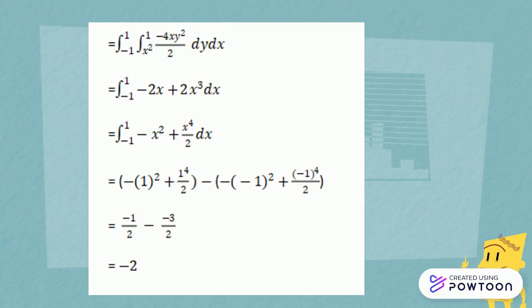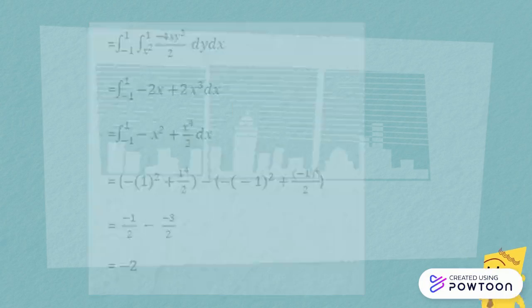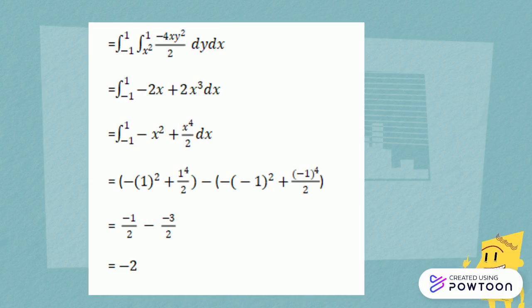We will then integrate the function negative 2x plus 2x cubed, and we will then obtain negative x squared plus x to the power of 4 over 2. And we will then substitute the upper and lower boundary of 1 and negative 1 into the equation. After substituting 1 and negative 1 for x, we will then obtain negative 1 over 2 minus negative 3 over 2. After subtraction, we are going to obtain negative 2 as our final answer.